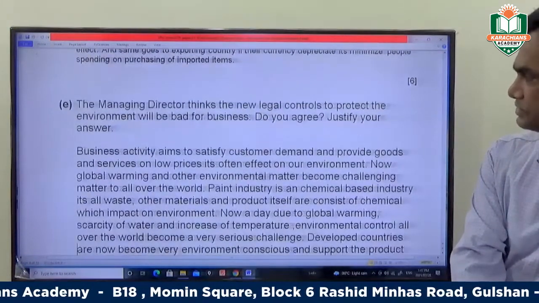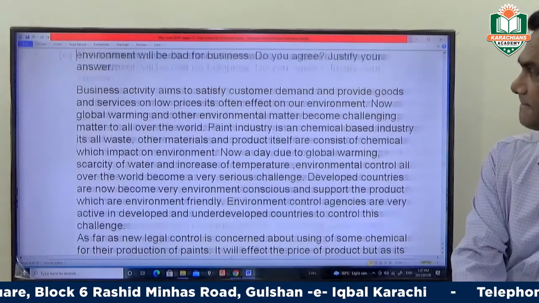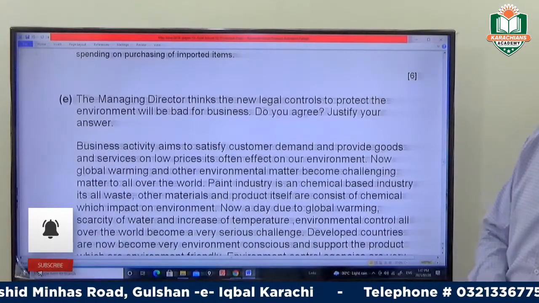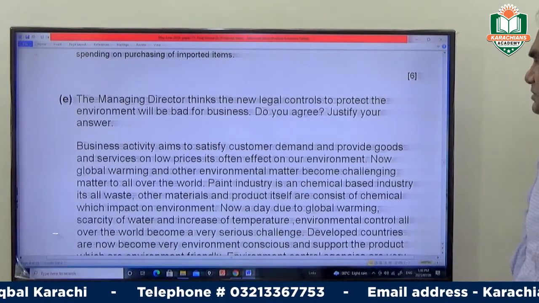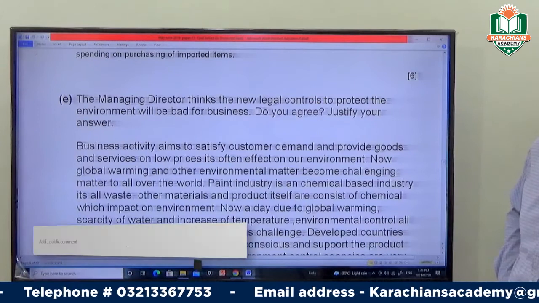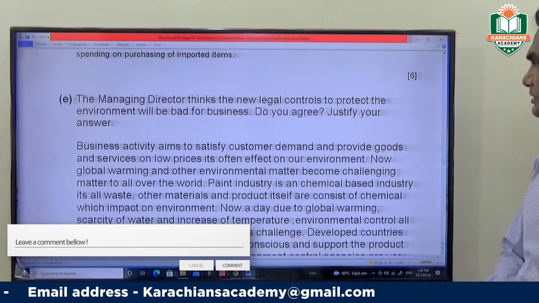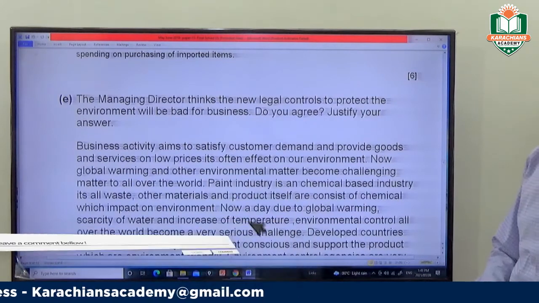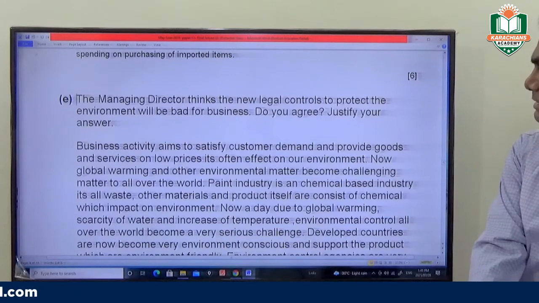Now we come to question 3. It carries 6 marks. The managing director thinks that the new legal controls to protect the environment will be bad for the business. Do you agree? Justify your answer. In the question, the managing director says the new legal controls to protect the environment will badly affect the business. We have to justify it.